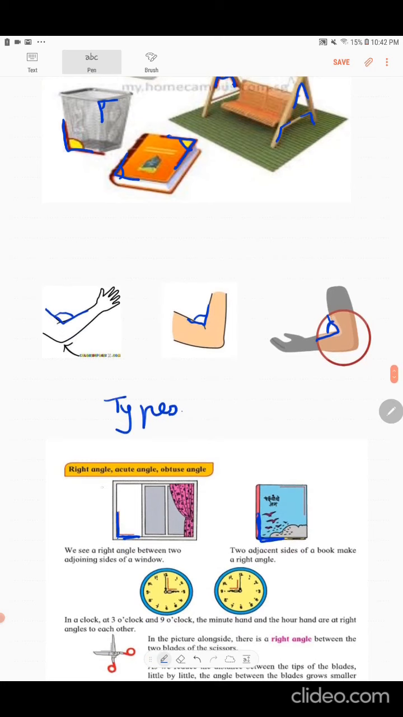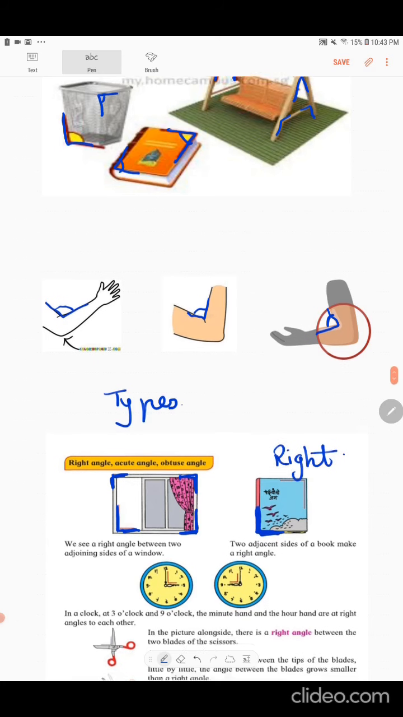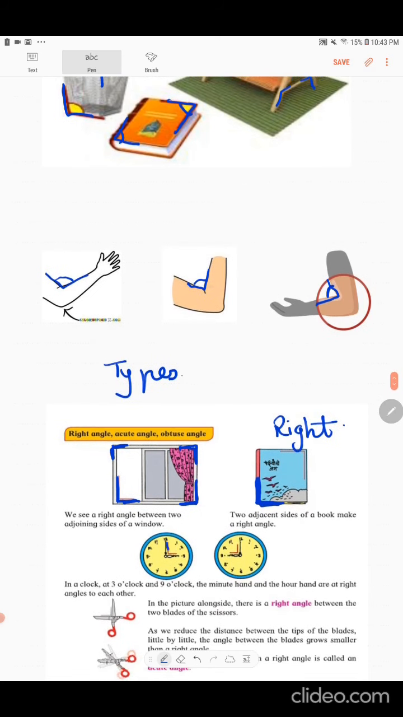Now see children, the first type. See, this is a window, and at these ends exact straight perpendicular lines are there. One is a sleeping line and one is a standing line. These both are quite straight. Such a type of angle is called a right angle. What is it called? Right angle. Now see, the clock making an angle at 3 and at 9, exactly a right angle. Now this is a scissor with a right angle. Two blades of the scissor are making a right angle, exactly straight.